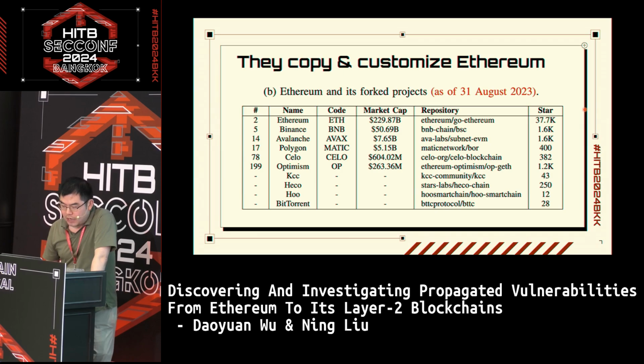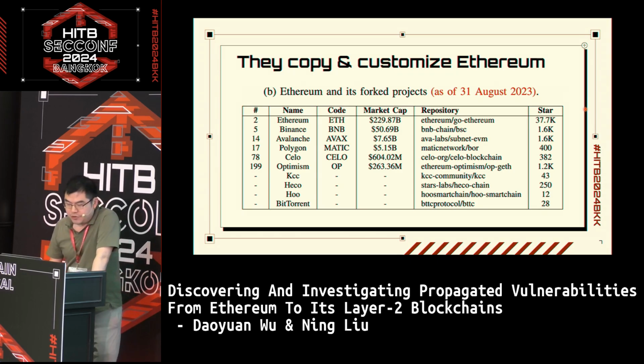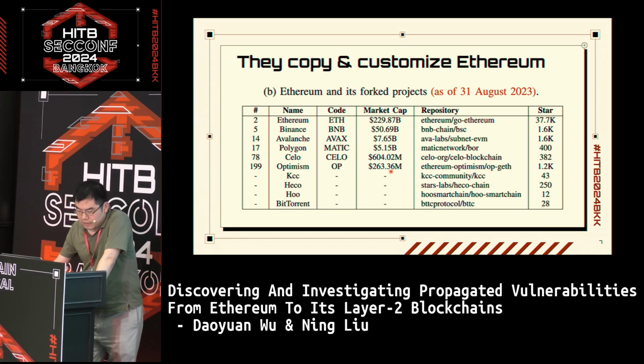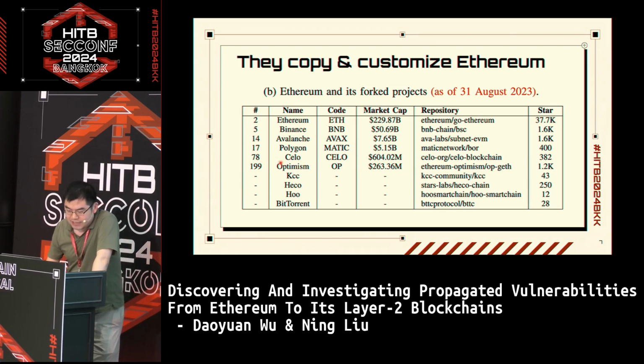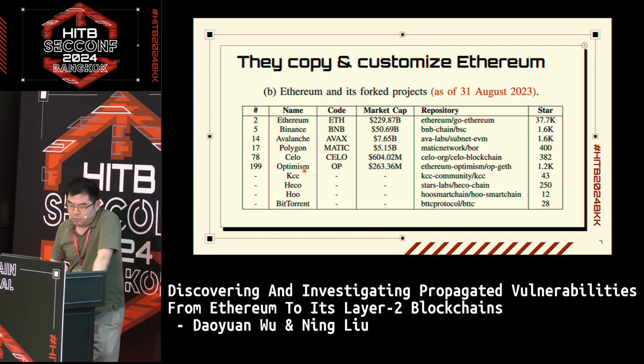And last summer we did an investigation of these major layer 2 projects. As you can see here, this table lists the projects that have very similar code to Ethereum, such as Binance, Avalanche, Polygon, Celo, and Optimism. Especially, at this time the market cap of Optimism was still low, so it is only ranked in this place, but now I think it is in the top 100.